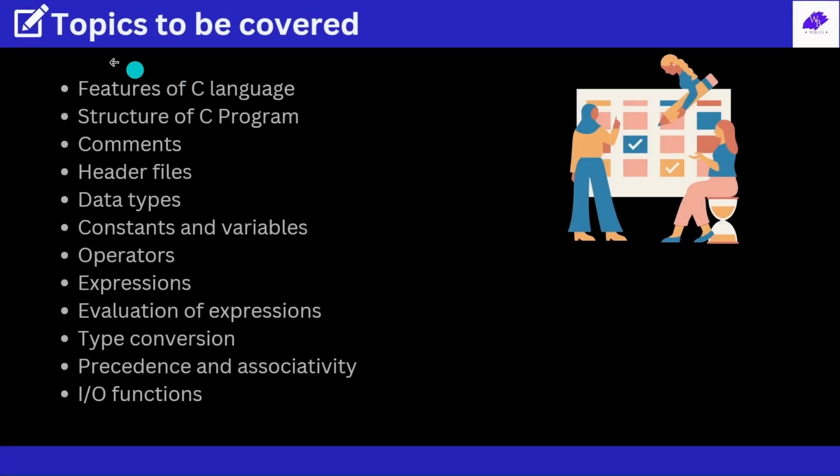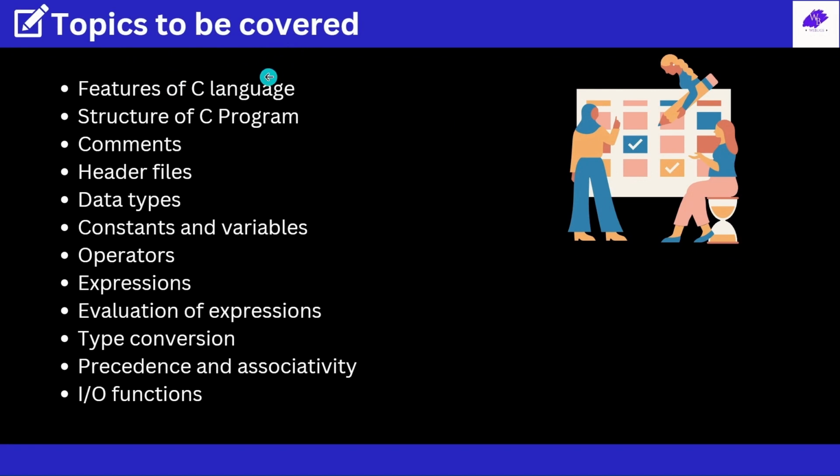The topics which we will cover in this chapter are features of C language, structure of a C program, how to do comments in C programming, what are header files in a C program, data types in C language, constants and variables, what are operators in the C language, expressions, evaluation of expression, type conversions, precedence and associativity, input and output functions in the C program. So let's begin with the very first topic, that is features of C language.